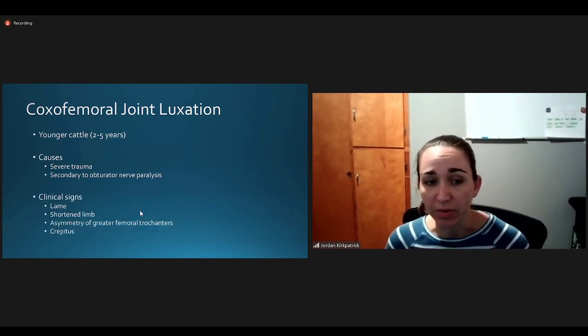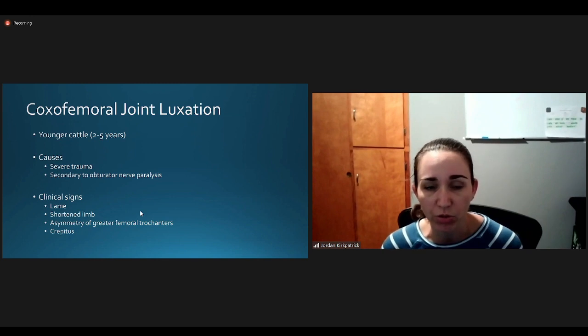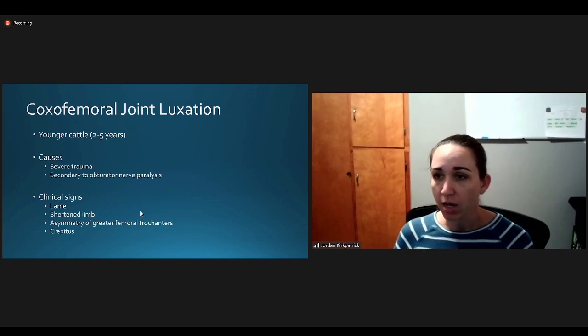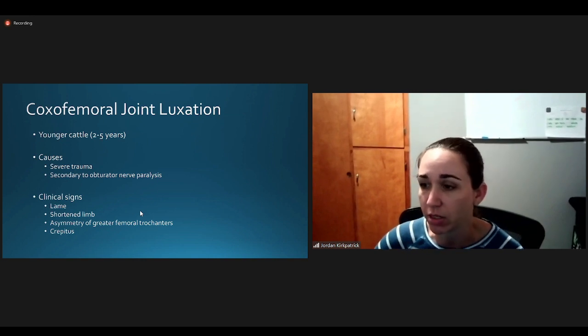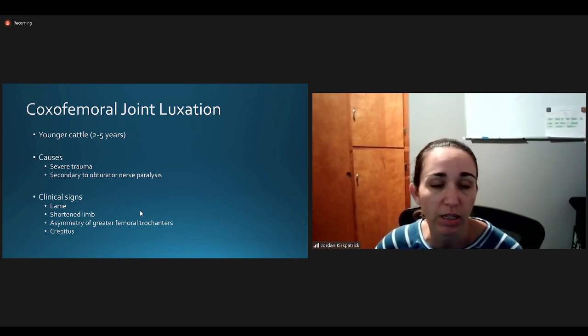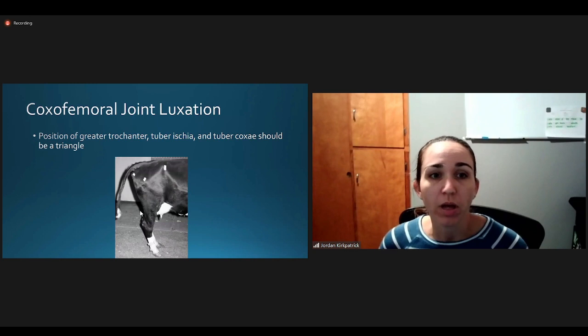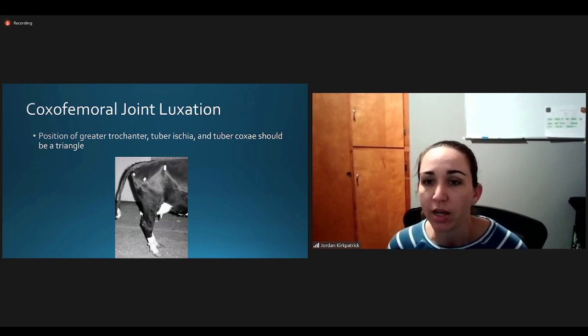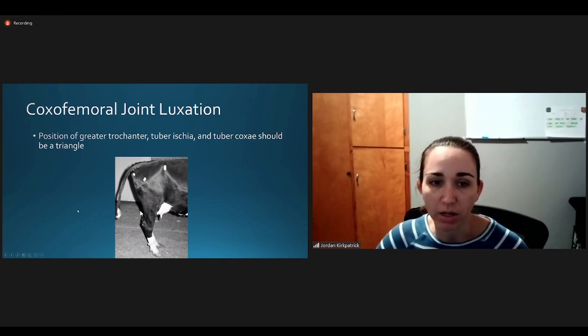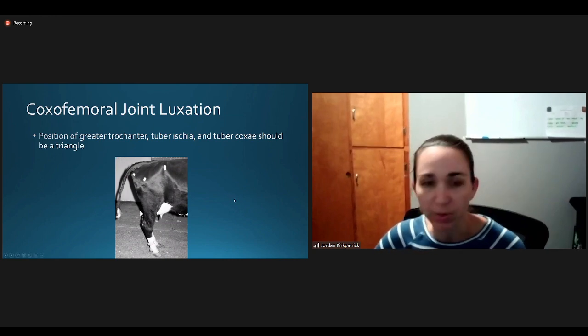Clinical signs are going to be very lame. The limb will be shortened on the affected side. There'll be asymmetry of the greater femoral trochanters and usually crepitus on the affected leg. So you want to evaluate the position of the greater trochanter, the tuber ischii, and the tuber coxae. They should make a triangle, like you can see with the tape.